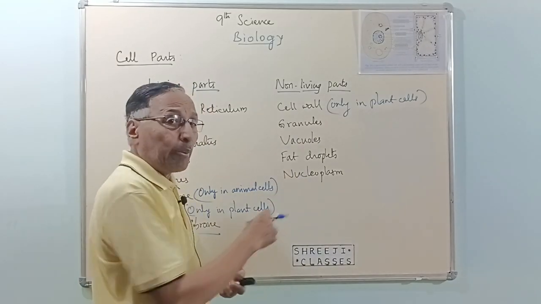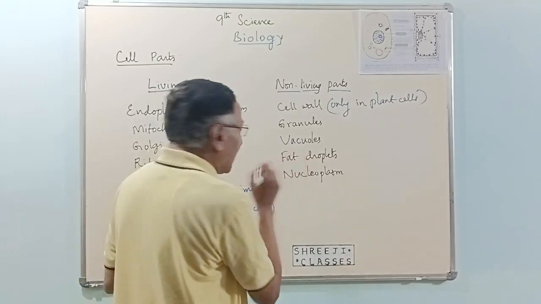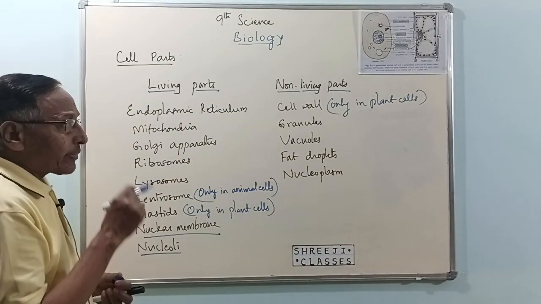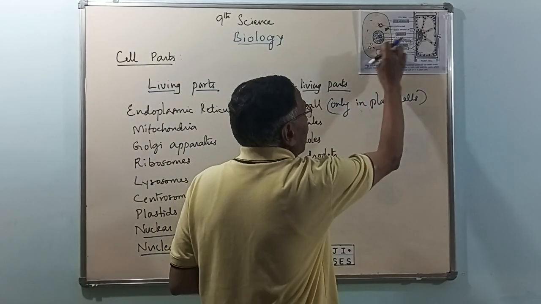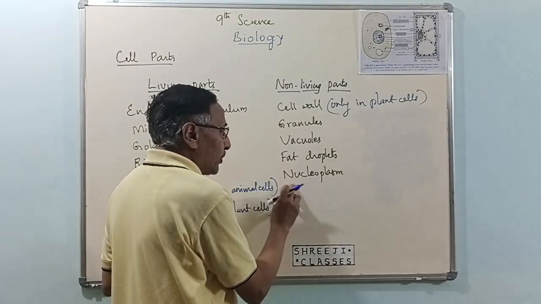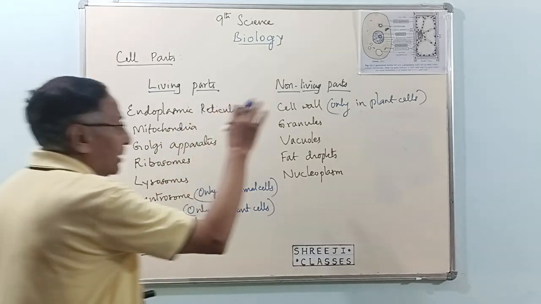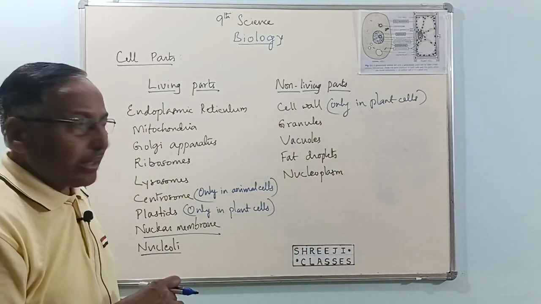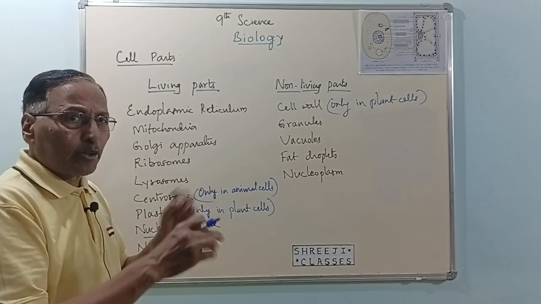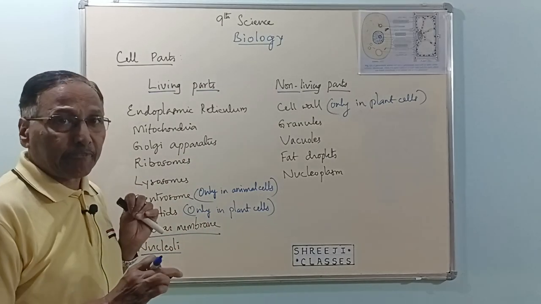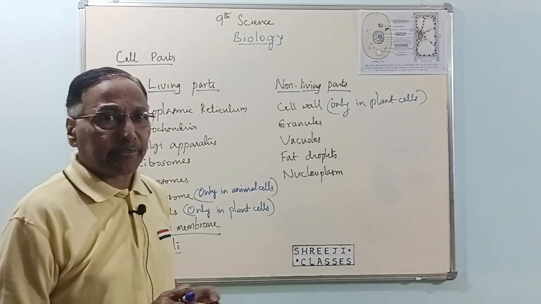And also nucleoplasm. What is nucleoplasm? The fluid which is present inside the nucleus is called nucleoplasm. Like inside the cell membrane there is cytoplasm, inside the nuclear membrane there is what we call nucleoplasm. These are the living parts and the non-living parts. All need not be in every cell. There may be some exceptions in one or two cells. Some cells may not have all these things because some cells may lack vacuoles. Animal cells may lack vacuoles.